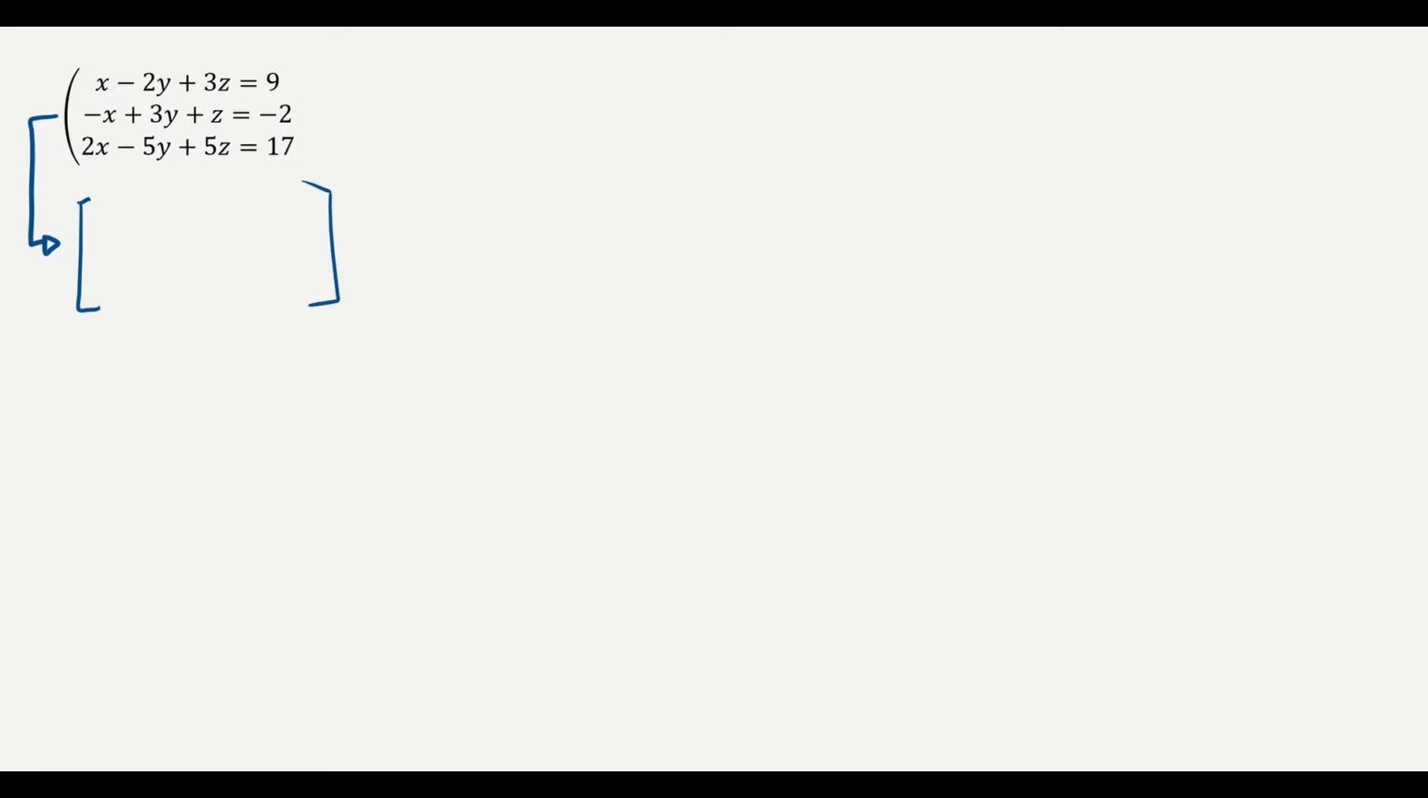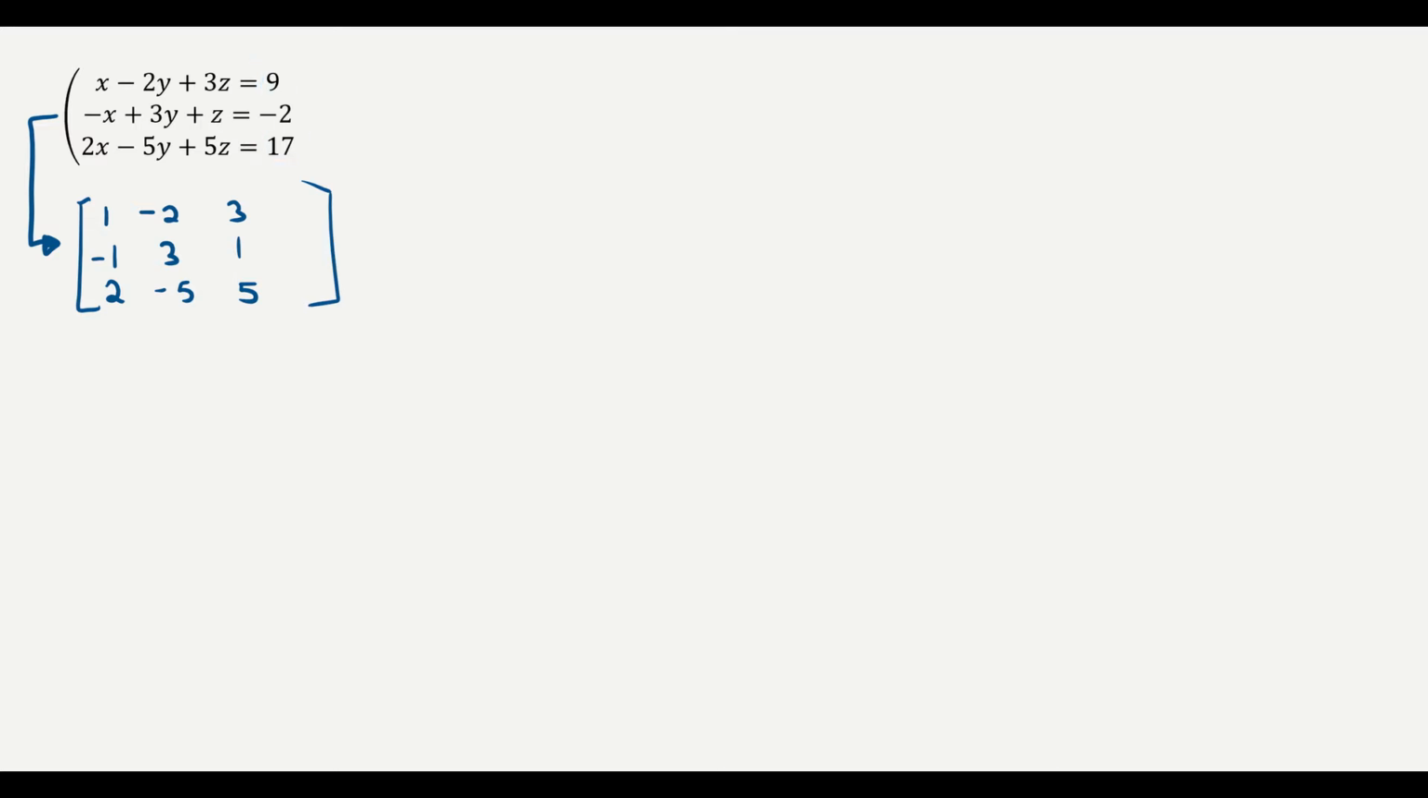And when I write this matrix, all I do is I take the coefficients of each equation and write them as the entries in the matrix. I just drop all the variables. So for the first equation, I go 1, -2, 3. For the second one, I go -1, 3, 1. And the next one, 2, -5, 5. I just dropped all the variables. But I didn't write the whole equation.